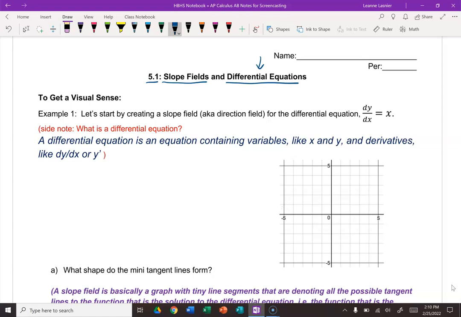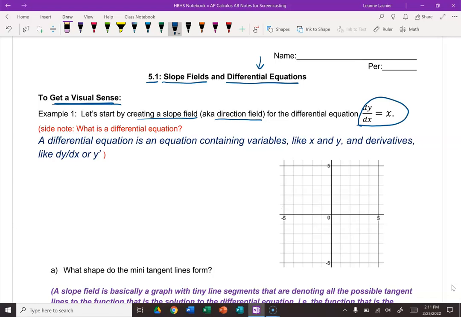Before we get into all that stuff though, I want to start by getting a visual sense of what a slope field is and how they relate to differential equations. So we're going to start by creating a slope field, or what is also sometimes referred to as a direction field, for a very simple differential equation, dy dx equals x.